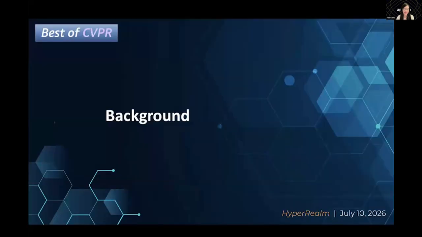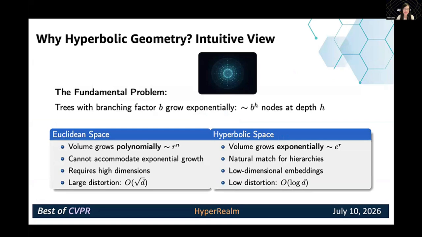Let's take a glance at the background. The key insight is hyperbolic space grows exponentially as you move away from the origin. Imagine you are standing at the center of a disk in Euclidean space. As you walk outward, the circumference grows linearly with your radius, predictable, steady. But in hyperbolic space, the circumference grows exponentially. Each step outward gives you dramatically more room. It's like the space itself is expanding the farther you go.